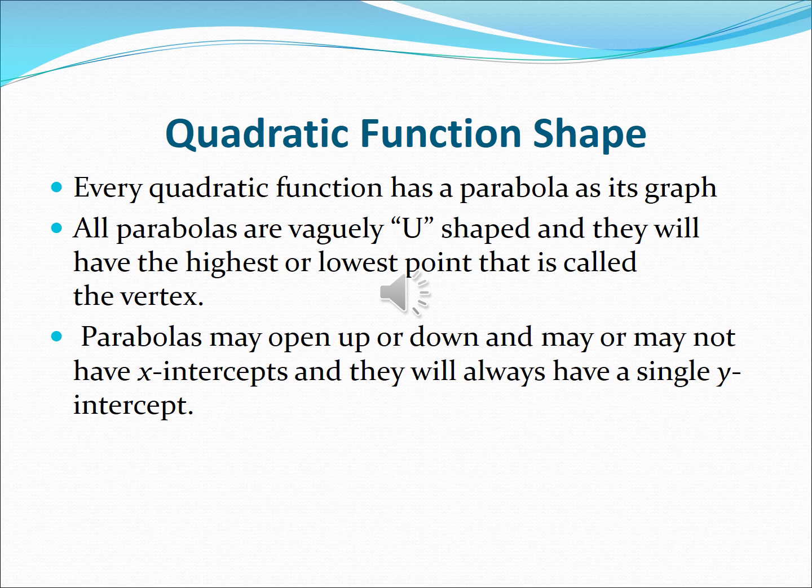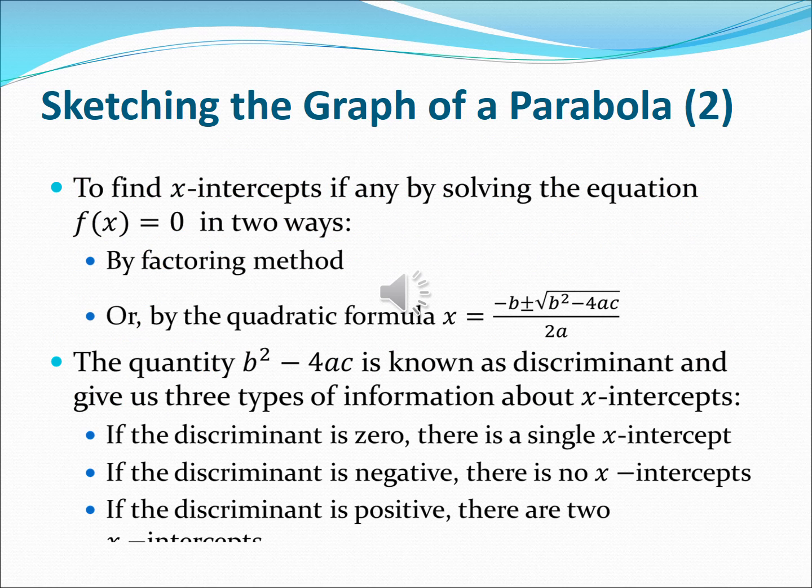Quadratic function shape. Every quadratic function has a parabola as its graph. All parabolas are vaguely U-shaped, and they have a highest or lowest point that is called the vertex. A parabola may open up or down and may or may not have x-intercepts, and it will always have a single y-intercept.